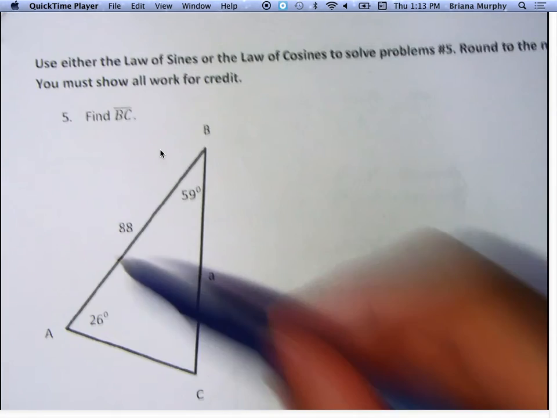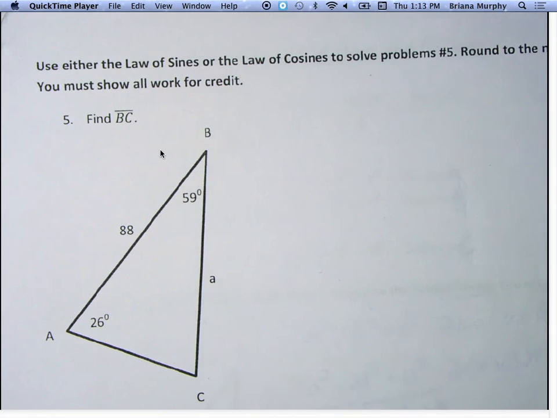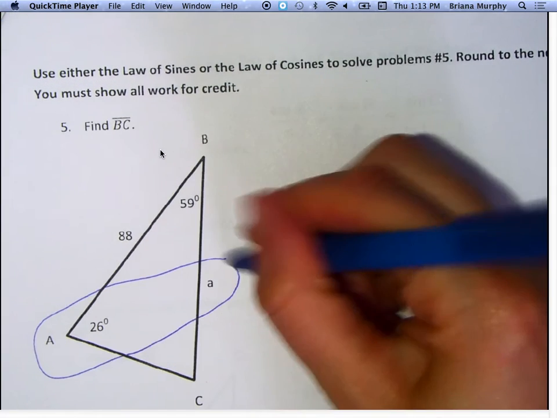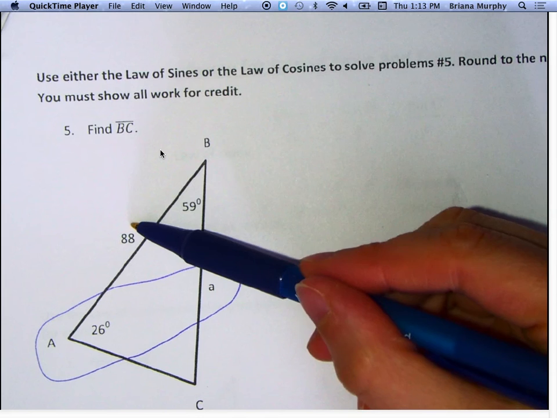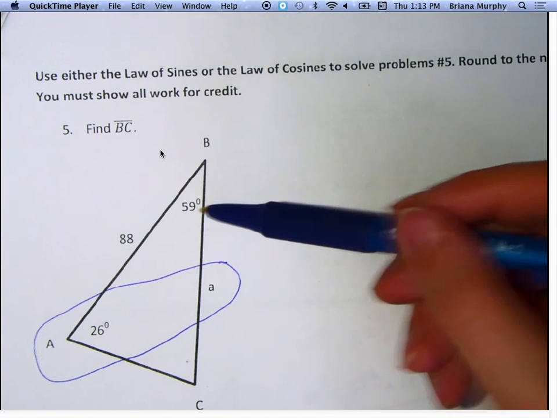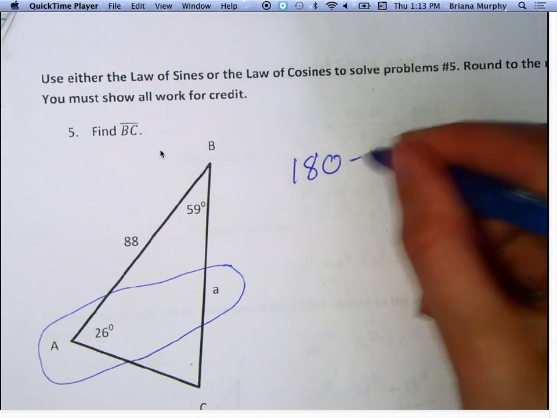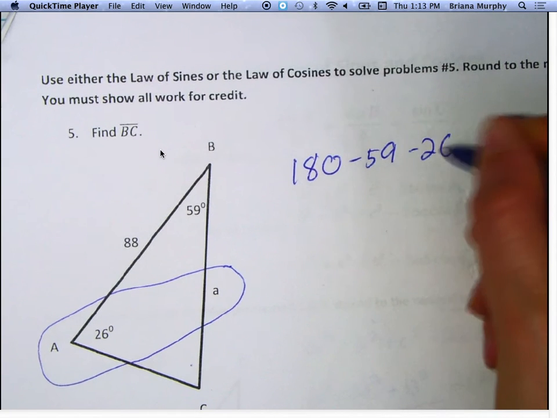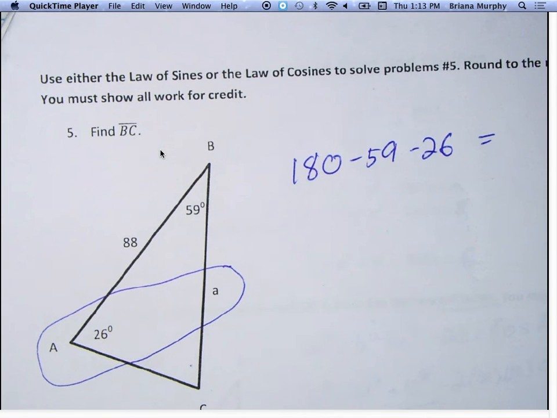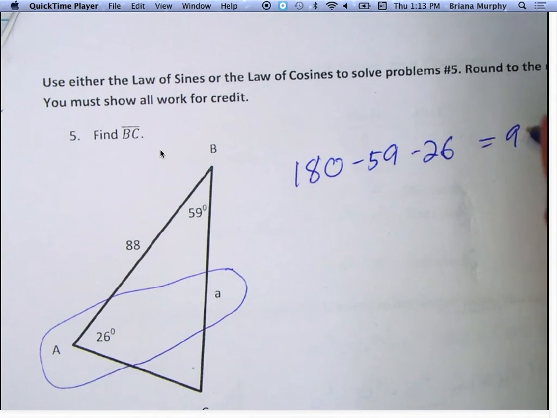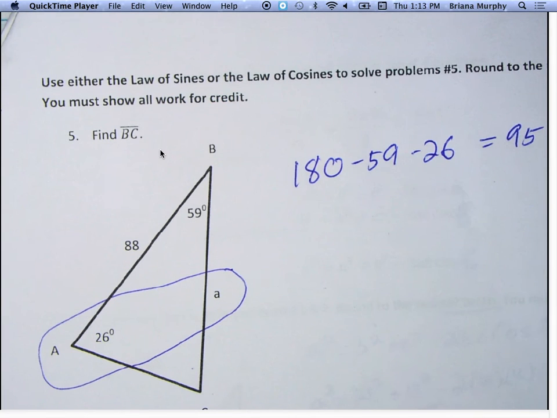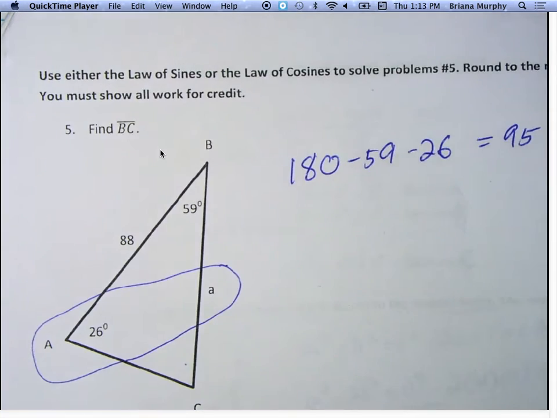Okay. How am I going to figure this out? I need to find BC, which is A. But I only have one side, but I don't have that angle. Or I have one angle and don't have that side. What am I going to do? You can find C. How can I find C? Because it all ends up 180. 180 minus 59 minus 26 gives me 95. Where is 180 from? 180 is just something I know. The interior angles of a triangle add up to 180. Okay, so this is 95.